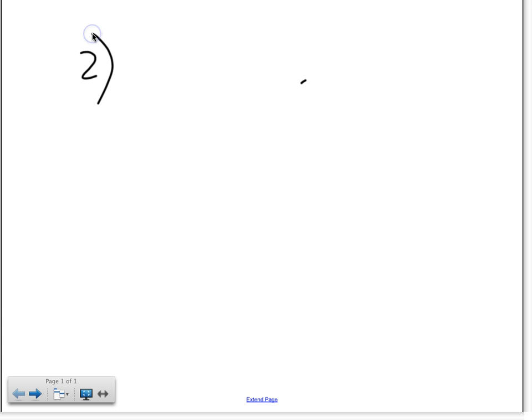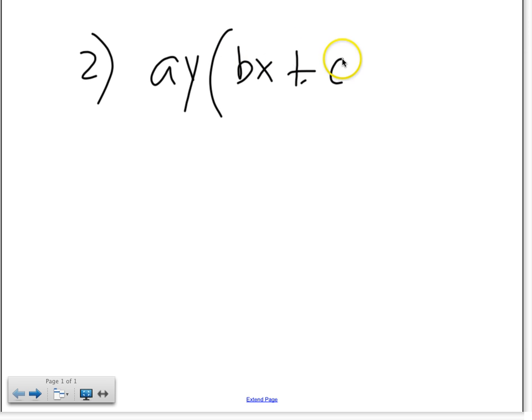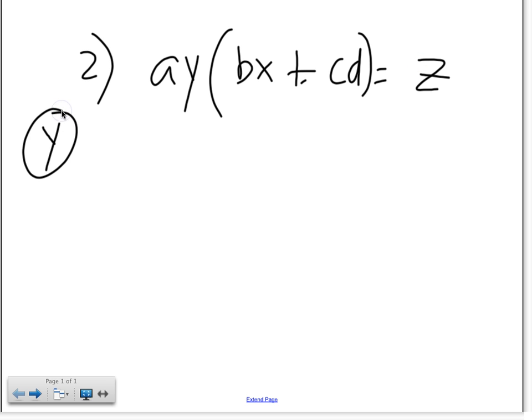Okay, here's the second scenario. This second scenario involves your variable that you want to solve for living right outside the parentheses. For example, I have AY times (BX plus CD) equals Z. And I want you to solve for Y. Okay, do you see your target variable yet?